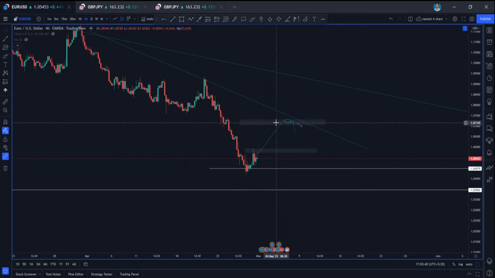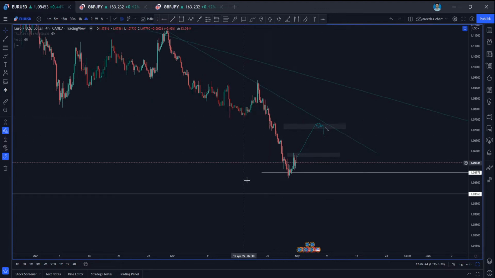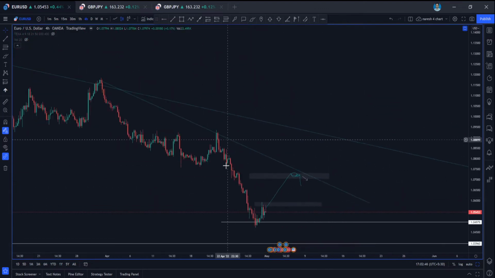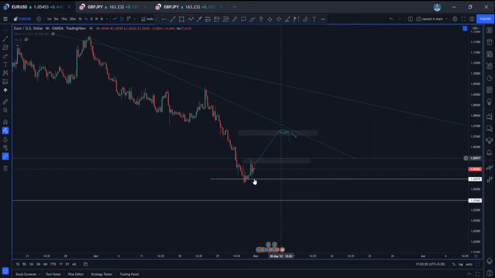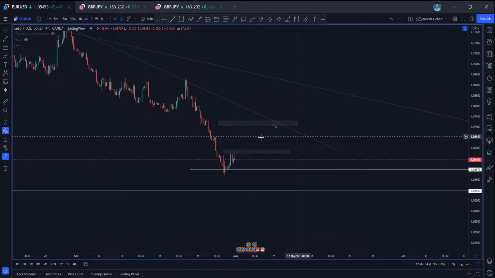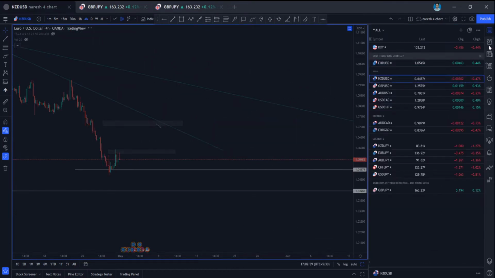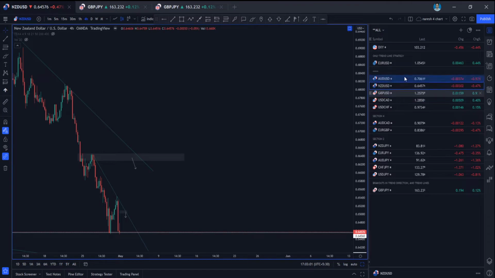So if the price is coming to this level and holding here, it is a perfect entry for short, because the major trend is down and it is making lower lows here. This is the 50% retracement as well. So if the price is coming to this level and dropping down, I'll be looking for short entries, guys. So next would be NZD. Let's go with AUD.